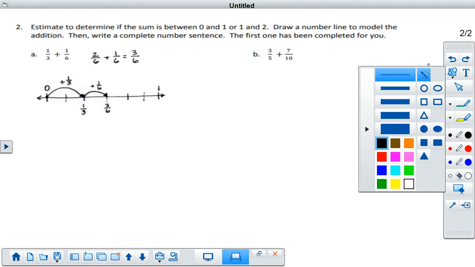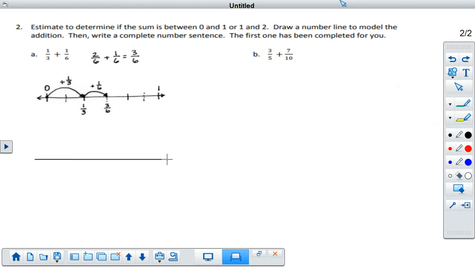Undo, draw my line. Okay, and of course, with my number lines, I have arrows on the end. My first mark is meant to be 0. And as I said, this is going to be in between 0 and 1. When you're drawing your number line, just like the tape diagram, I want to start with the smaller denominator.